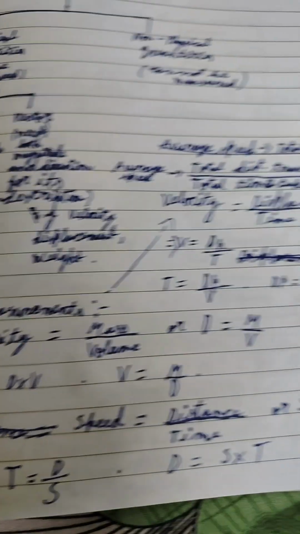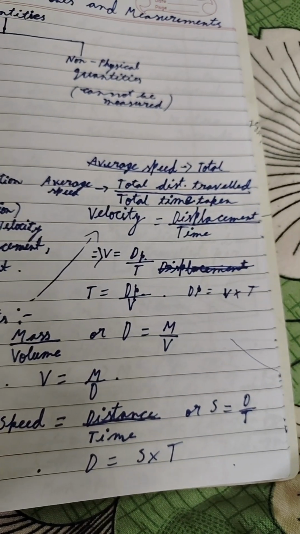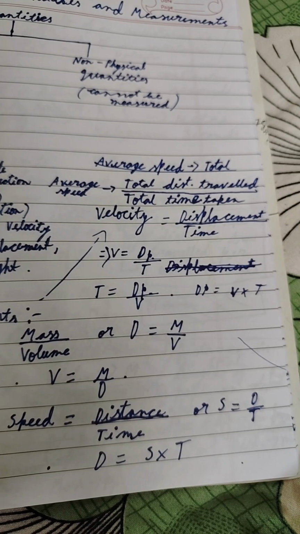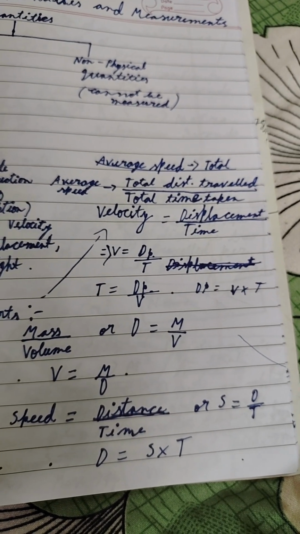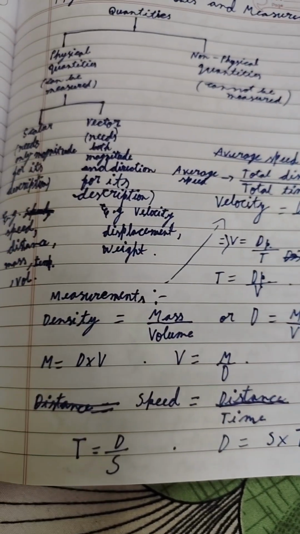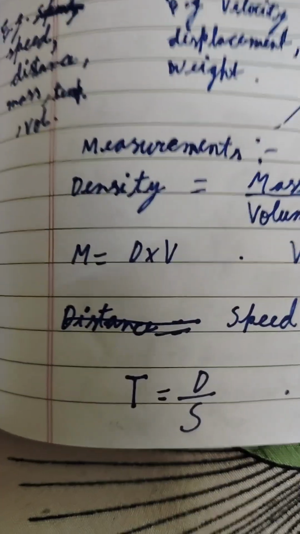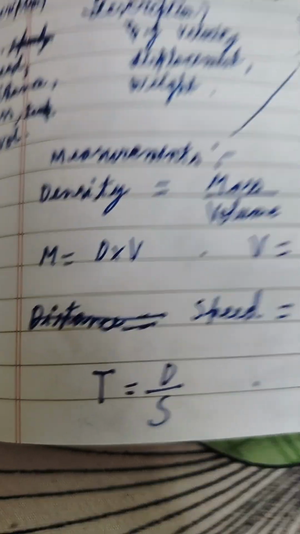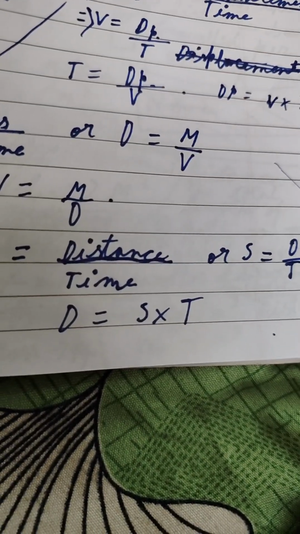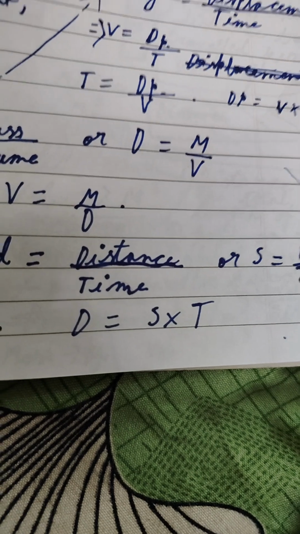Speed is equal to distance by time, or S = D/T. S stands for speed, D stands for distance, and T stands for time. Time is equal to distance by speed, and distance is equal to speed into time.